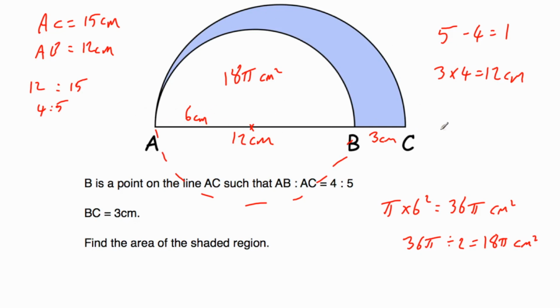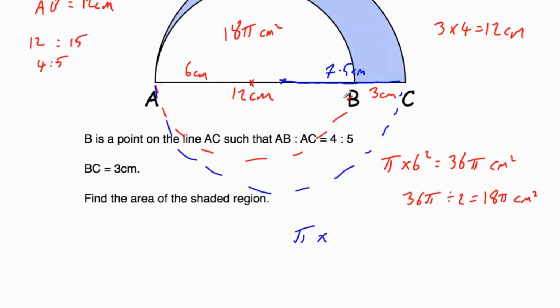Now we know the whole base is 15 centimeters. So from the center to the edge would be 7.5 centimeters, the distance halfway across this base. If we turn that into a whole circle, we can find the area of the whole circle and then divide it by 2 to find the area of this semicircle. So area is equal to pi r squared, so pi times 7.5 squared is equal to 176.7145868 and so on centimeters squared. That's the area of the whole circle.